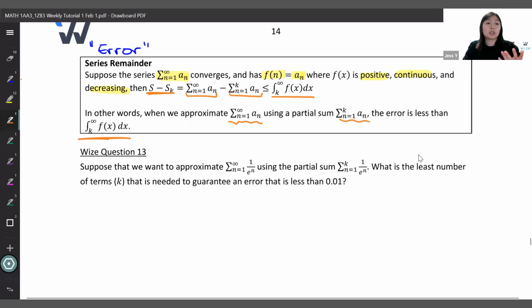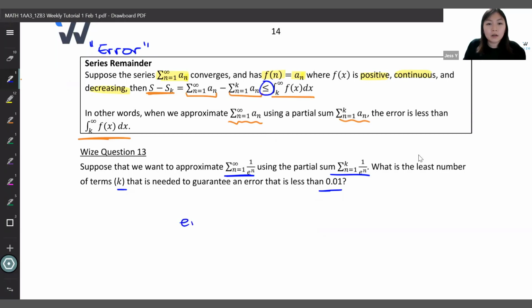So this is the type of question they can ask you. Suppose we are approximating a series using a partial sum. What is the least number of terms that is needed to guarantee an error that is less than 0.01? So they're telling us what the error is, and they're asking: do I need the first 100 terms? Do I need the first 1,000? How big of a partial sum do I need so that I get a really small error of 0.01? That's what they're asking. So we're going to use the series remainder, this inequality right here.